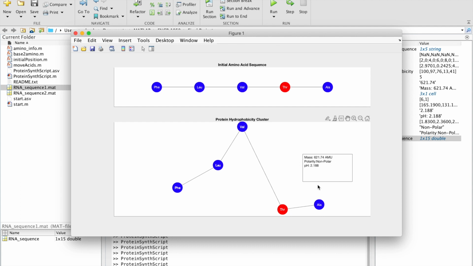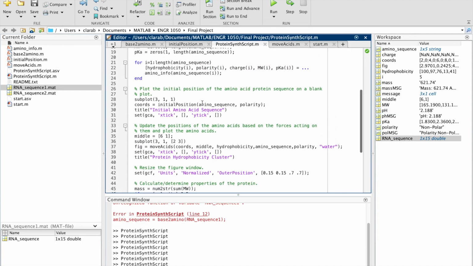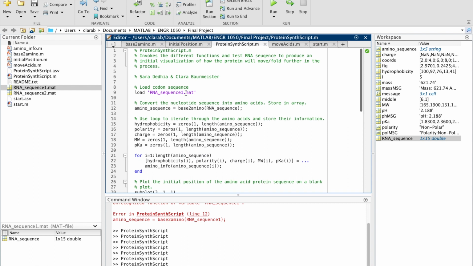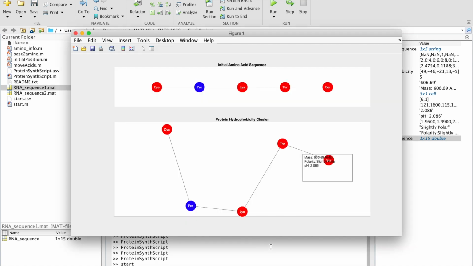the polarity overall, and the pH overall. And you can see we can go in and change to the second RNA sequence and run it again, which gives you a different one, as well as the polarity is shown.